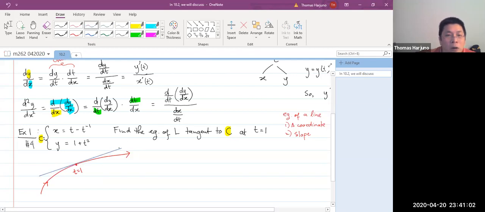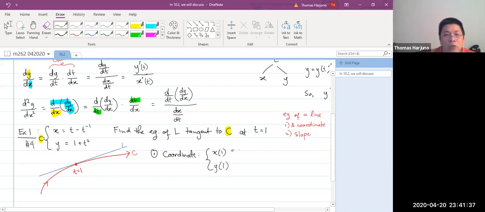Let's say this is our line L here, and this is our curve C here. I need to find the coordinate of that t1, t equals 1. Now, how to find the coordinate? First, we find what is x when t equals 1, and what's the y when t equals 1. Correct?